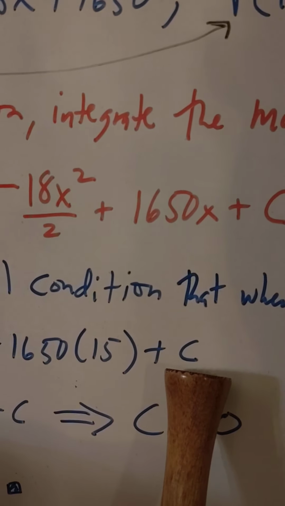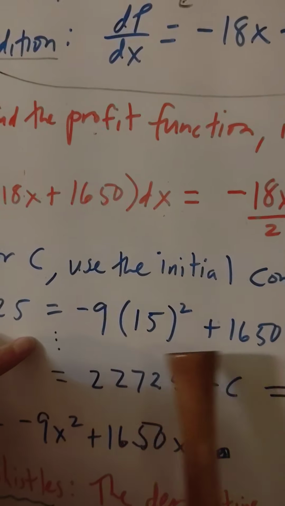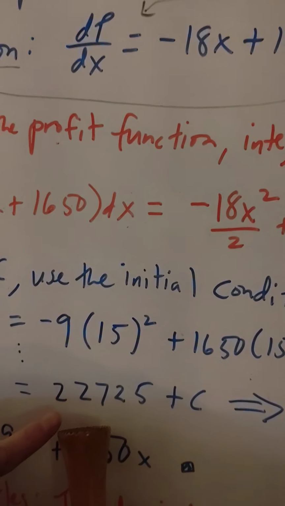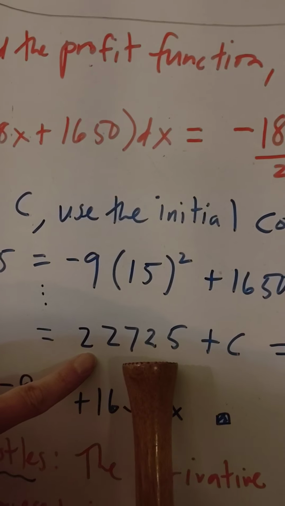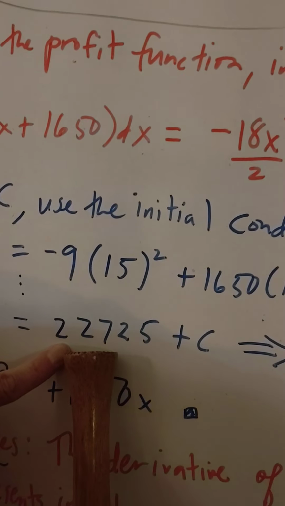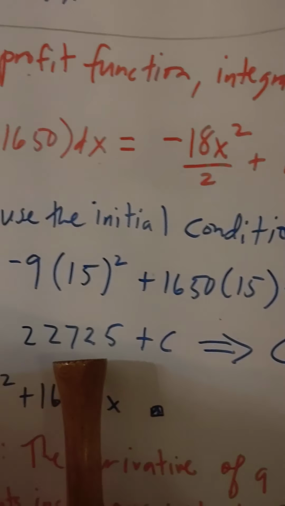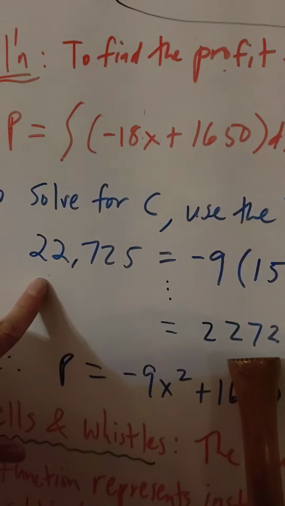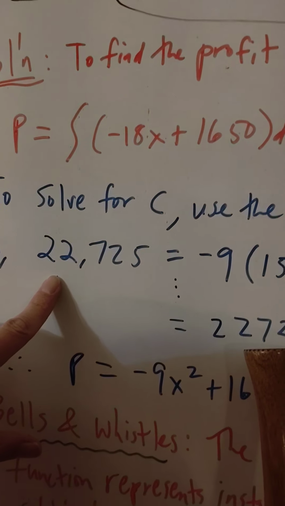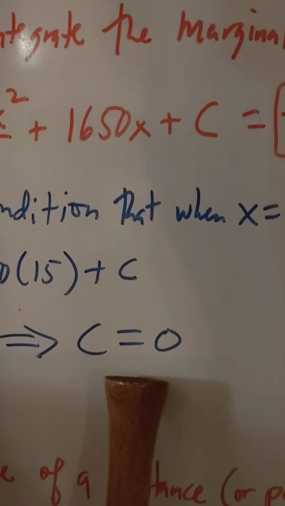c is our only unknown, so that means we can solve for it. I skipped a couple of steps, but this is what you get when you use a calculator. This plus this is 22,725 plus the c. So when I subtract 22,725 from each side, I get 0 is equal to c, or c is equal to 0.